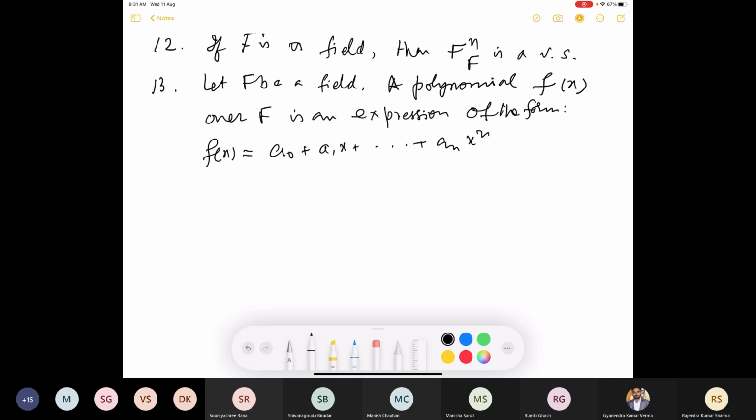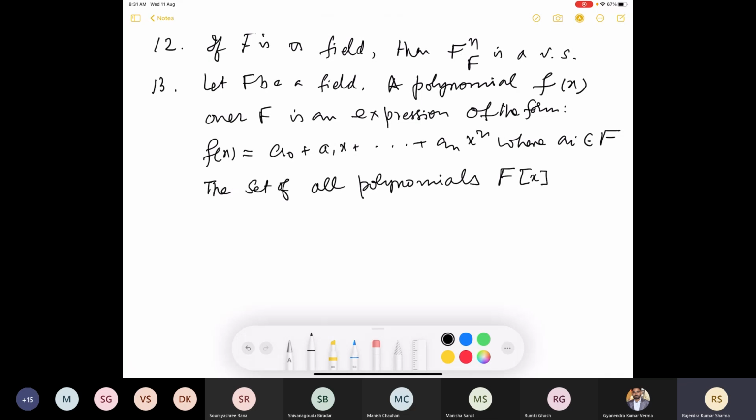N is finite, where the coefficients a_i come from F. So an expression of this form is called a polynomial over F, and we say F[x] is the set of all polynomials, to denote the expressions of this form where the coefficients come from F. It is a vector space over the field F.